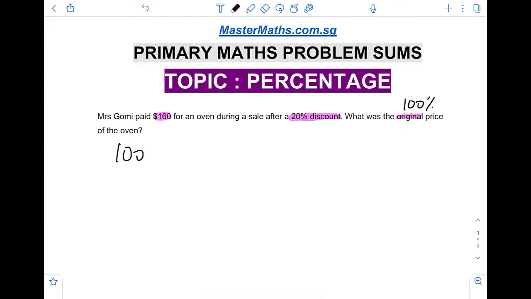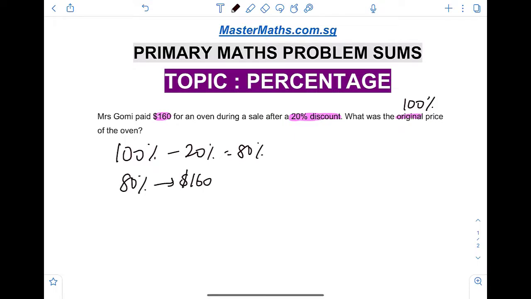That will be 100%, take away the discount. She only paid 80% of the original price. So 80% represents $160. We need to find 100%.